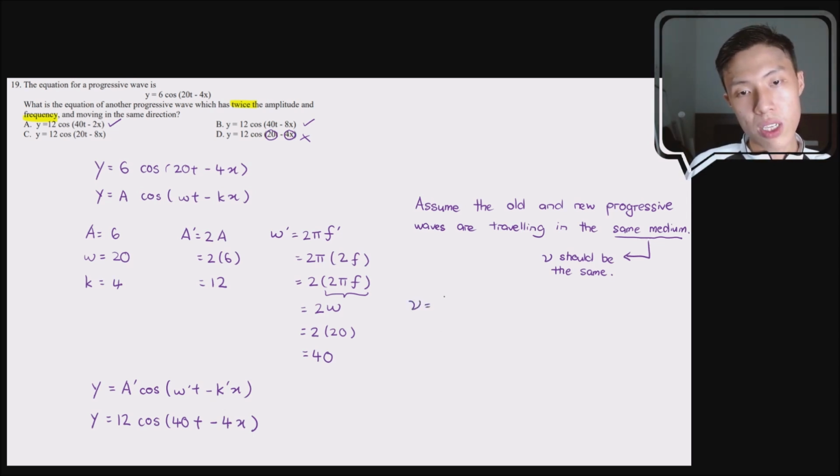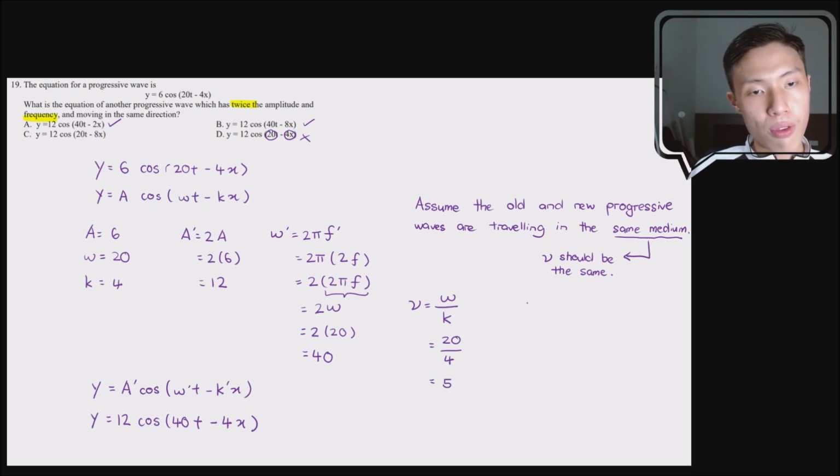You can find it by using v equals omega divided by k. The angular frequency for the old case is 20. The old wave number is 4. So you know that previously the wave propagation velocity is just 5.